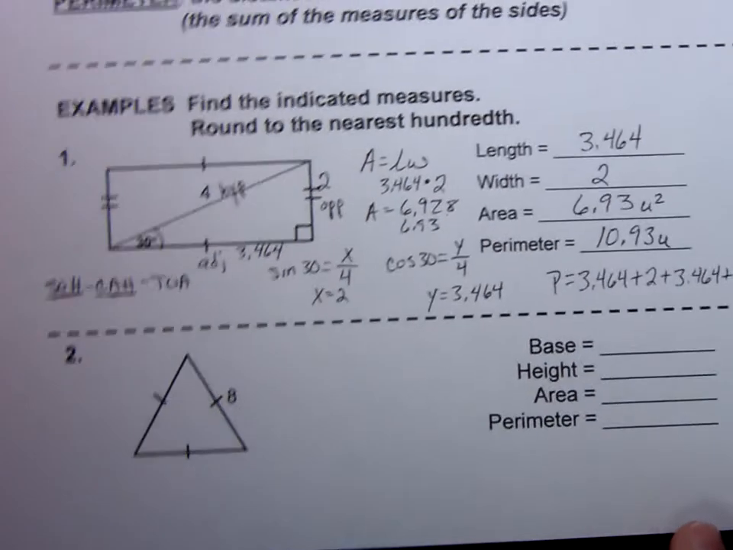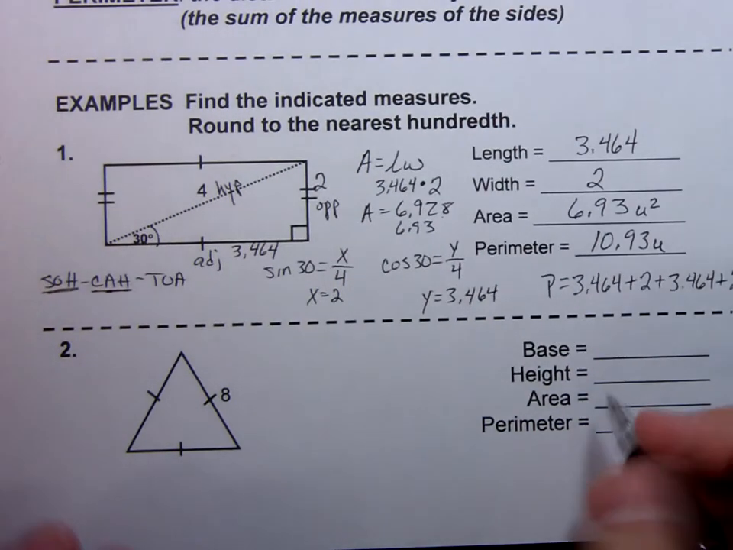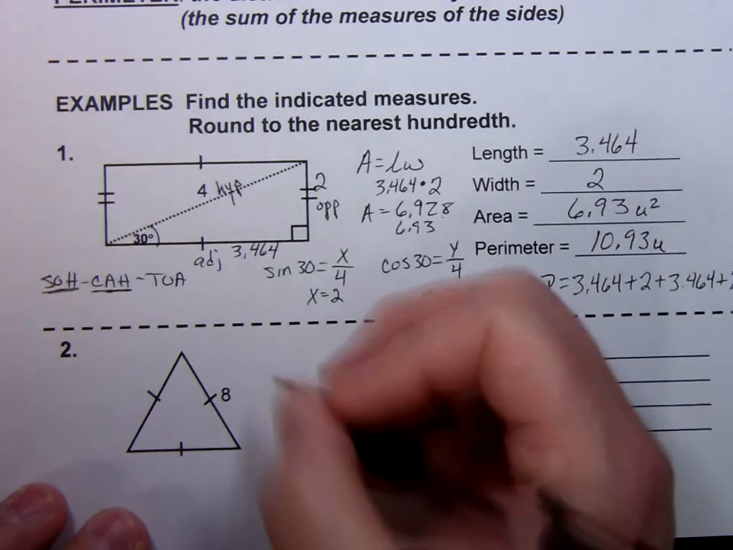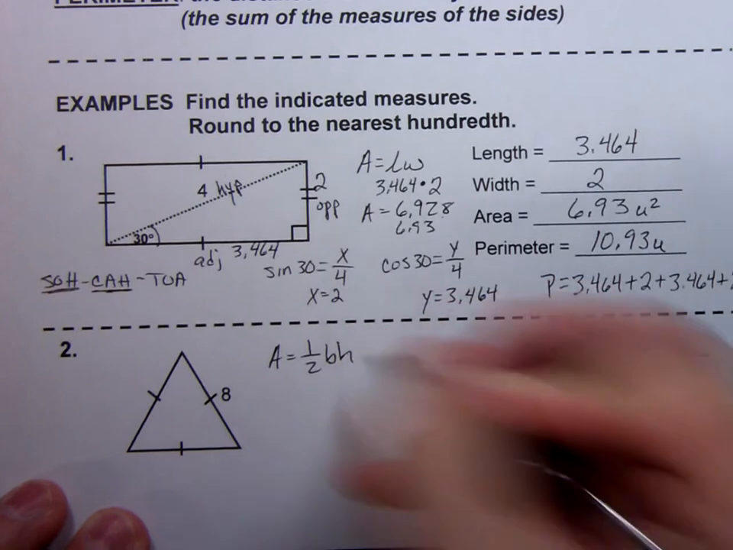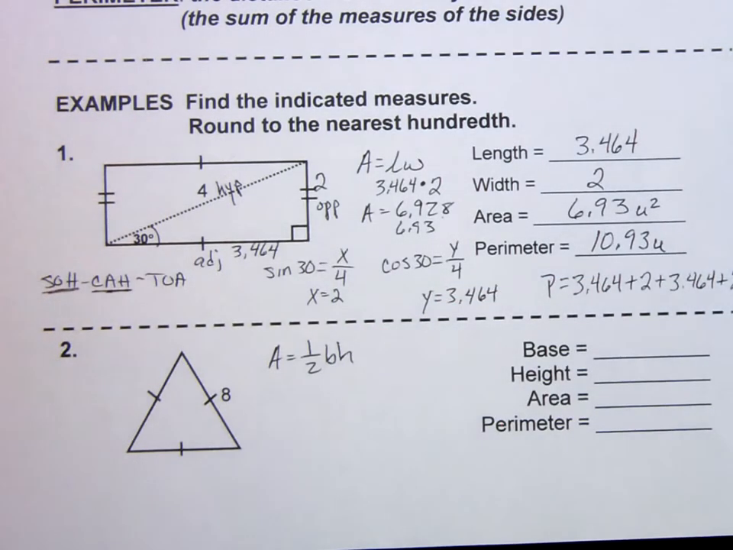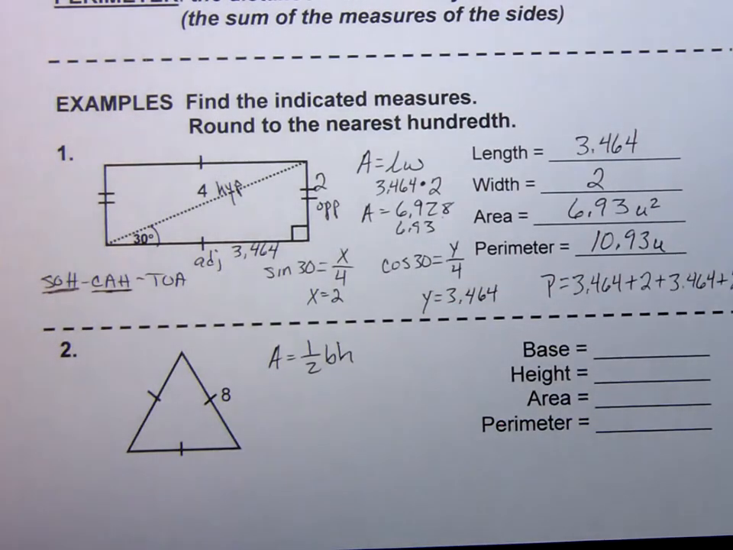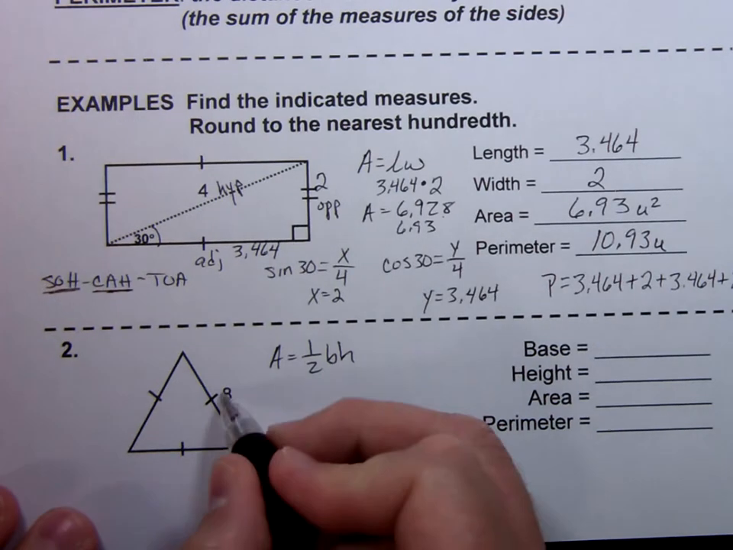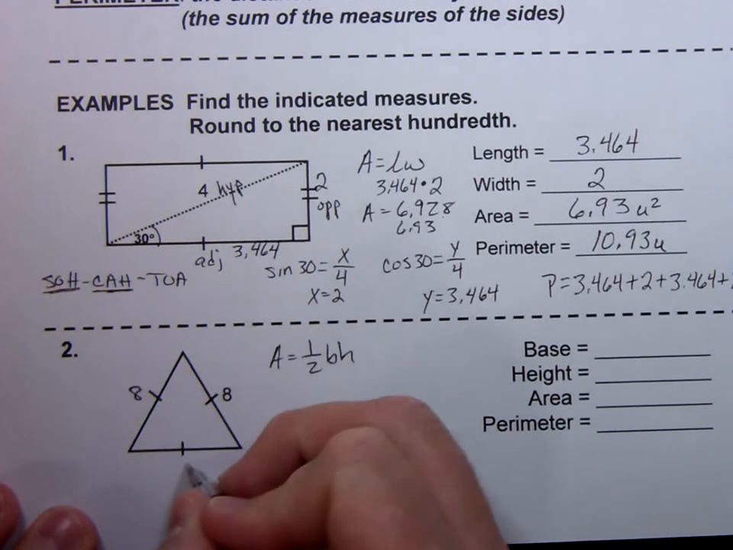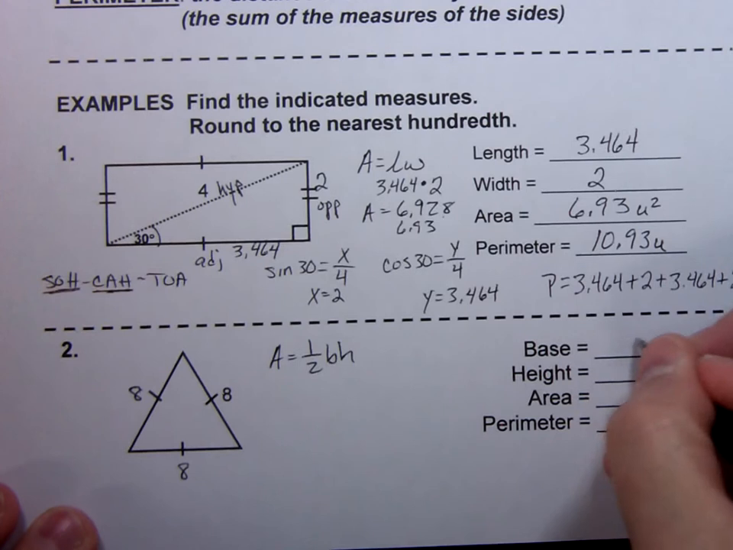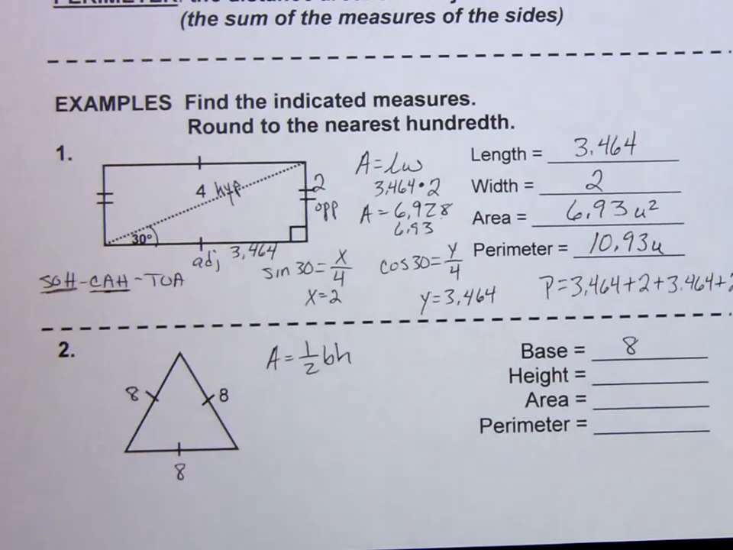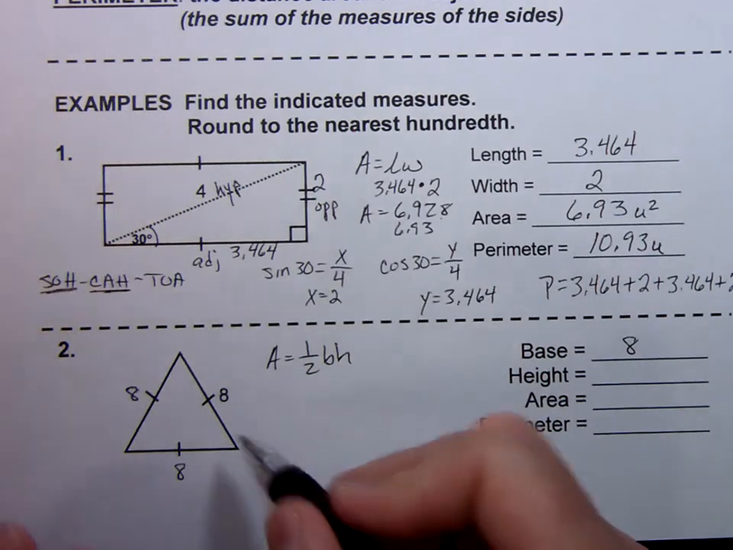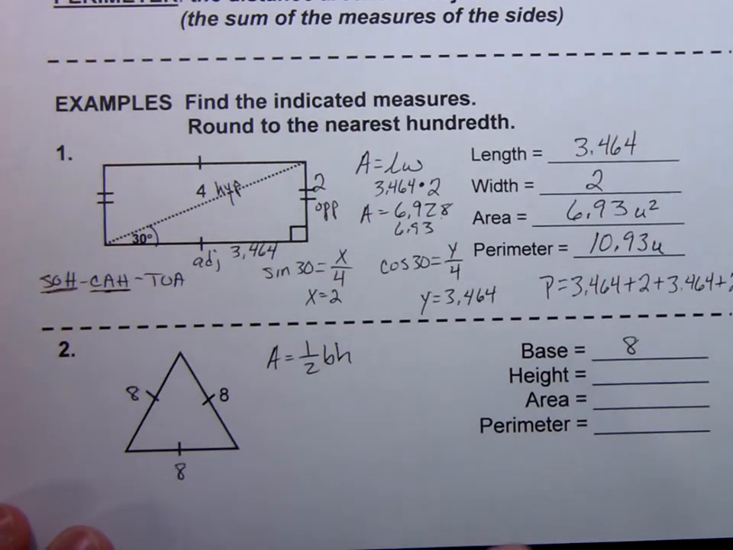Okay, next figure we're going to look at is a triangle. If I want to find the area of a triangle, it's 1/2 times base times height, or base times height divided by 2. But I need the base and height. Notice all these sides are marked congruent. The base always has to be a side, so the base is going to be 8. What I need is height. And remember that base and height have to be perpendicular. I don't see any right angles in this triangle right now.